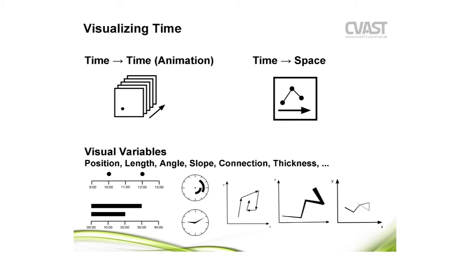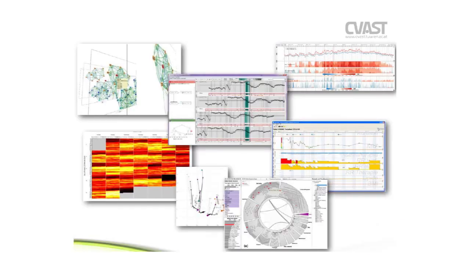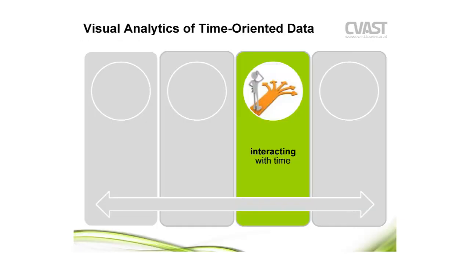And the last thing you can use to visualize time is visual variables for the position, the length, the angle, the slope, the connection, the thickness, to take time into account. You see, you have a lot of variety to deal with. The next thing that is very important is that you want to interact with time as well.